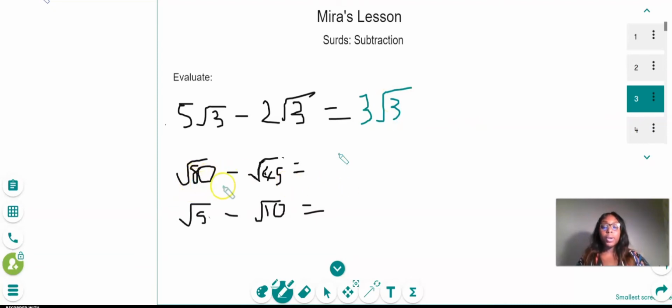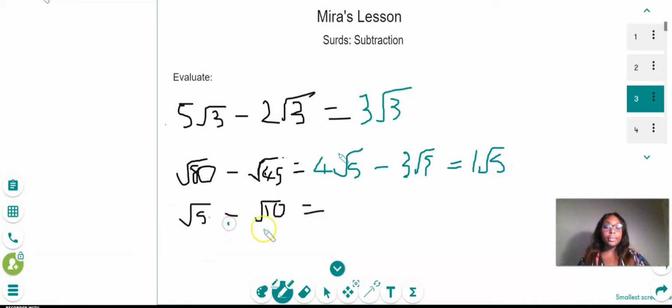Again, for this one, we won't be able to subtract root 45 from root 80. Instead, we'll have to simplify the two numbers into a form where we can subtract them from each other. So, root 80 can be simplified into root 16 times root 5, which is 4 root 5. And root 45 can be simplified into root 9 times root 5, which is 3 root 5. So to subtract these two numbers from each other, we do 4 take away 3, which gives us the answer of 1. And we keep the number on the inside the same, so that will give us the answer of 1 root 5.